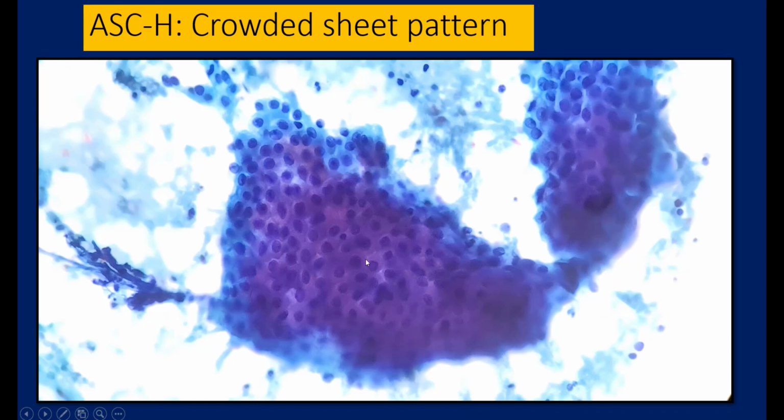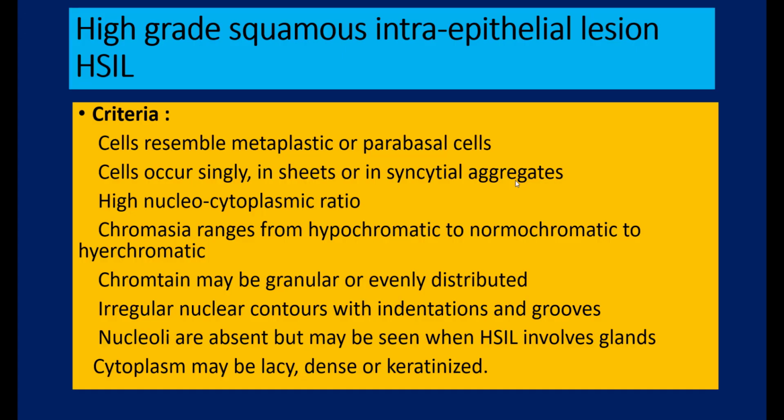So we have metaplastic cells. We look towards the periphery, we see some cells with hyperchromasia. Here we are unable to make out the morphology of the cells very clearly, right over here too. So we call it ASC-H. We call it ASC-H, but this is the one which would be representative of a crowded sheet pattern.